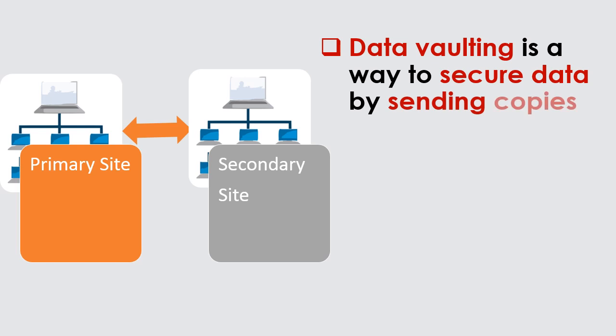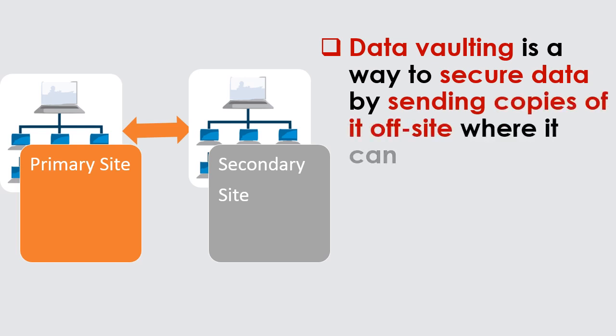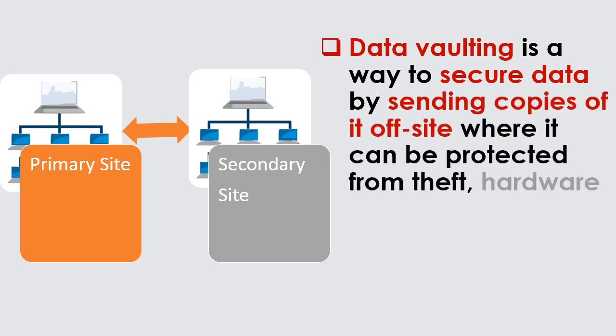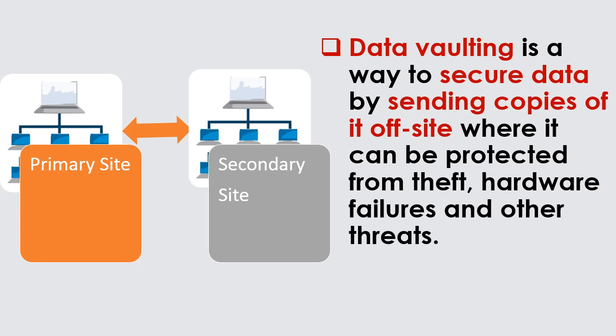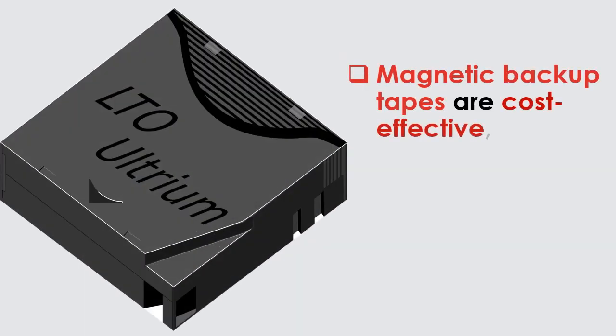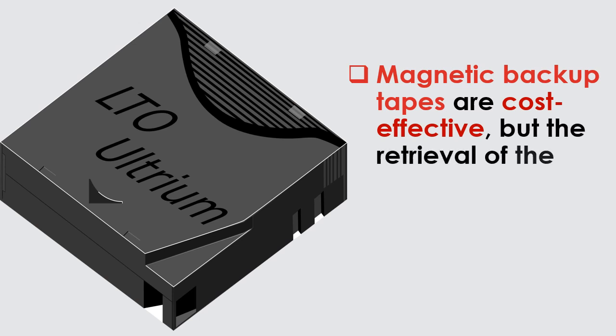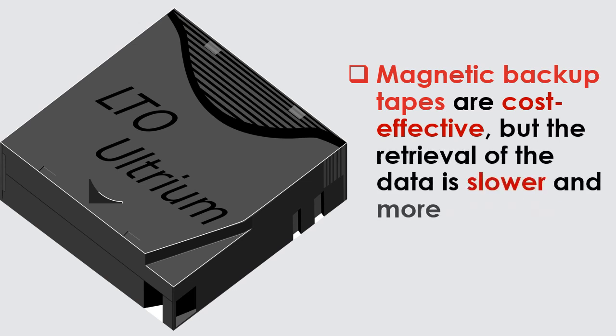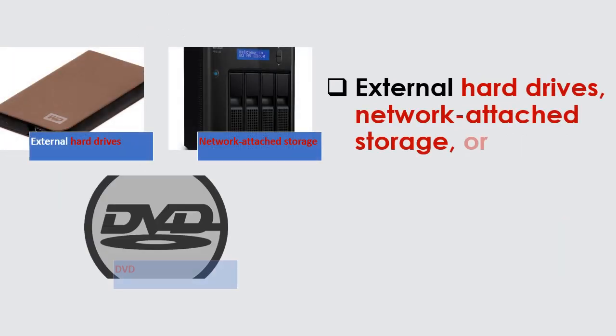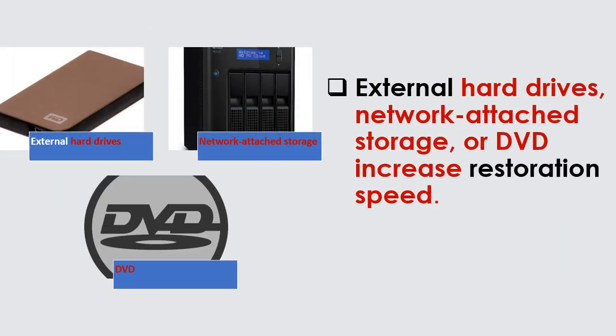Data vaulting is a way to secure data by sending copies of it off-site where it can be protected from theft, hardware failures, and other threats. Magnetic backup tapes are cost-effective, but the retrieval of the data is slower and more complex. External hard drives, network-attached storage, or DVD increase restoration speed.